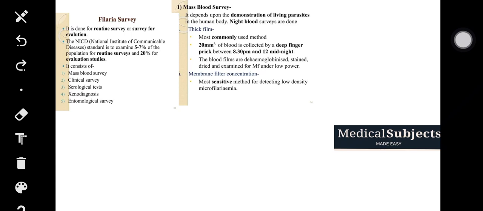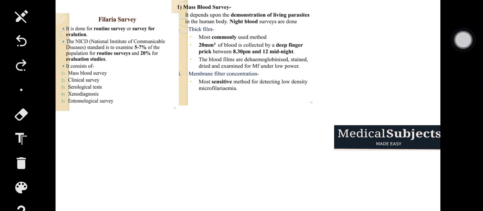So thick film is the most commonly used method. 20 cubic millimeter of blood is collected by deep finger prick between 8:30 p.m. or, better, after 10 p.m. Some studies say it is 8:30 to 12, some say 10 to 2, and some say 10 to 4. So it's better to collect at around 11 o'clock, because all the studies confirm that microfilaria is predominantly present in the bloodstream during that time.